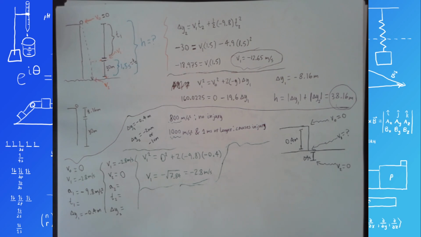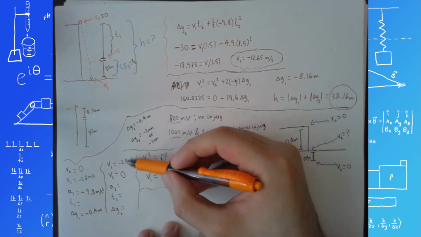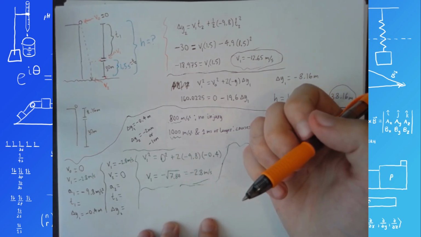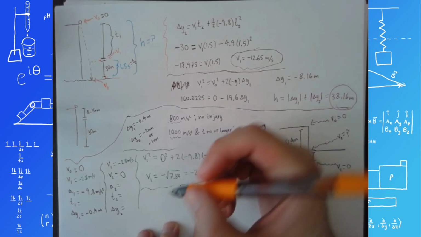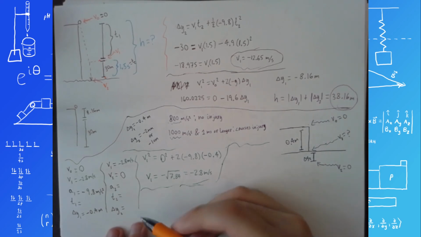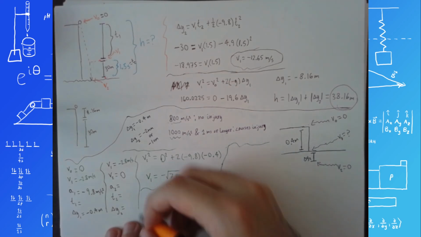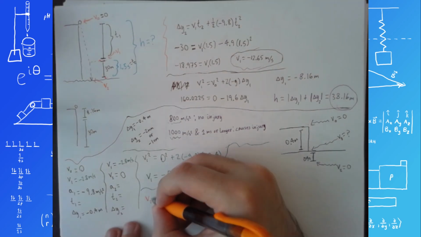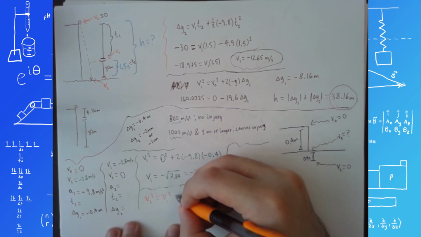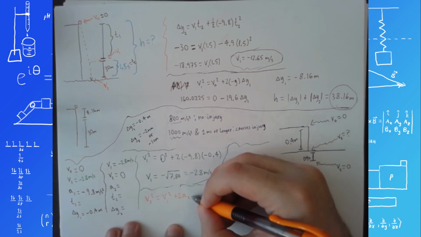Let me switch colors for this. How about orange? So if I know this and this and this, and I'm trying to solve for the acceleration, I guess I would just use the third equation of kinematics again. Except this time it's between here and here instead of here to here. Start with v1, end with v2. So v2 squared equals v1 squared plus 2 times a2 times delta y2.